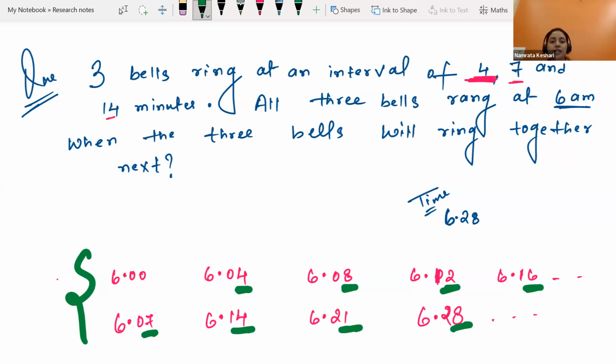Why do we always find the LCM? Because when we write the pattern, eventually we end up writing the multiples, and since we have written the multiples, of course we have to focus on finding the least common multiple.